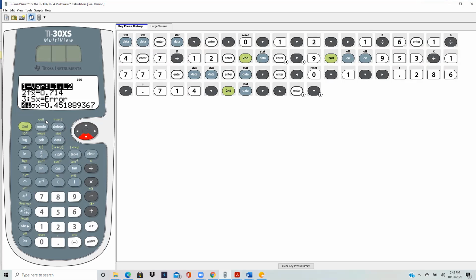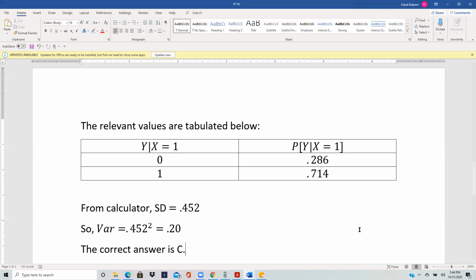So the standard deviation is 0.452, and the variance will be the square of the standard deviation. So the square of 0.452 is 0.2, which is choice C.